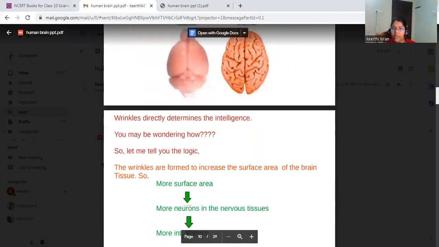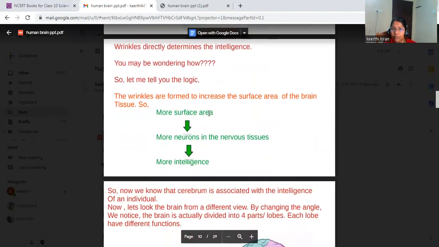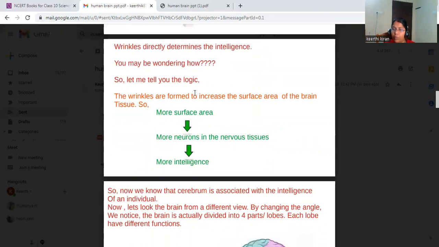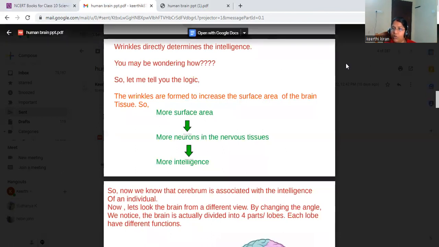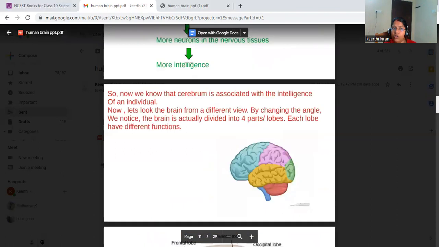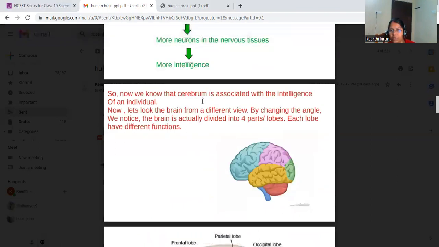See here, more surface area. If they have more surface, more wrinkles means more surface area. More surface area means more neurons in the nervous tissue. More neurons means more intelligence. The electrical signals pass through the brain and show more intelligence. So now we understand that the cerebrum is associated with the intelligence of an individual.